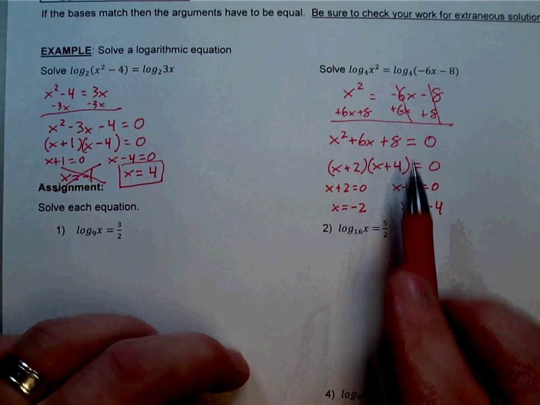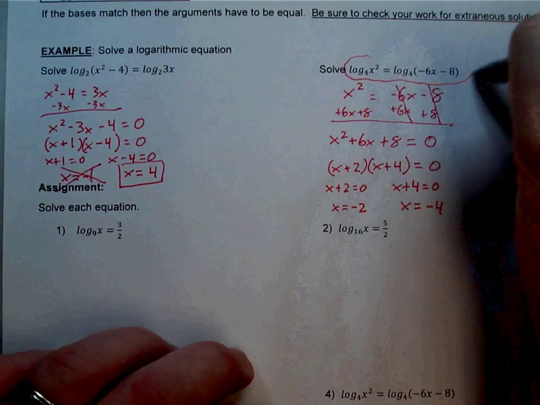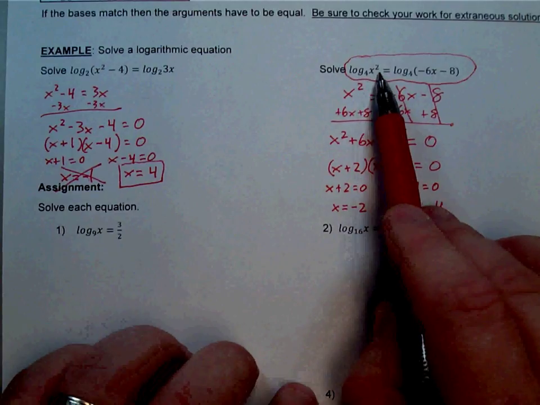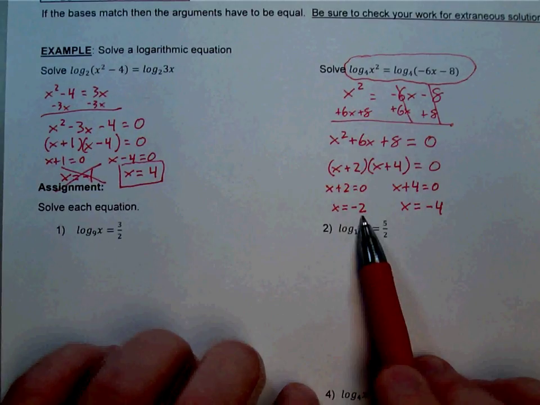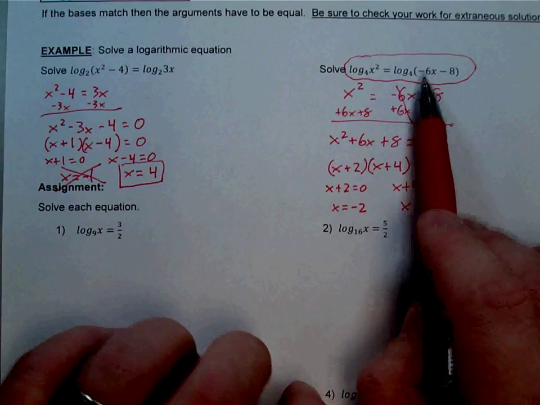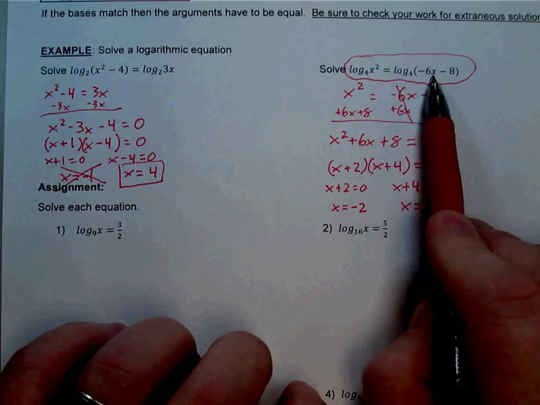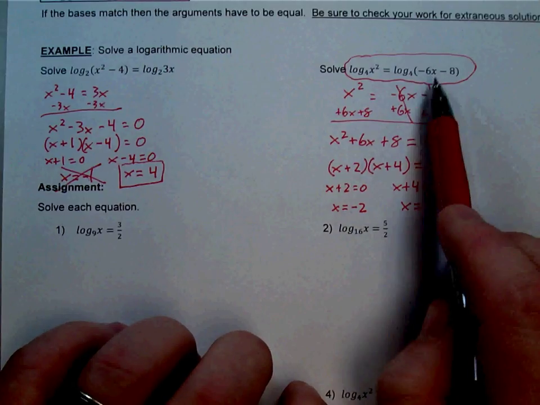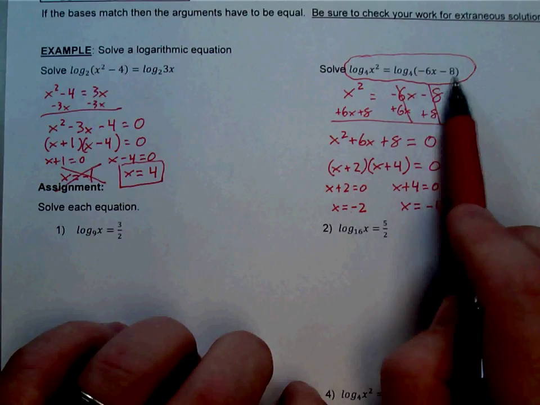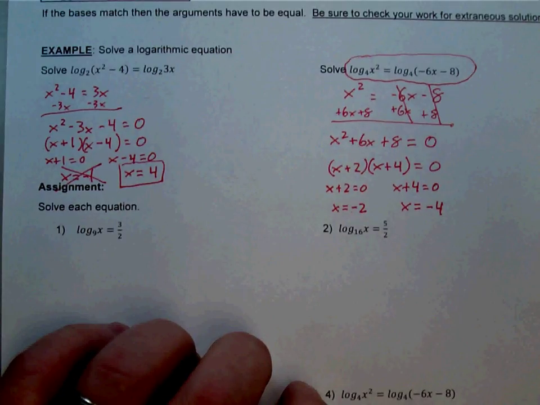Test negative 2. When we test it on the left side, we always go back to the original equation before we started. The left side says to take log base 4 of x squared. So if you square negative 2, you get positive 4. That's okay. Plug it into the right side. Negative 6 times negative 2, because we're plugging in negative 2. Negative 6 times negative 2 is positive 12. 12 minus 8 is 4, positive 4. So that's okay. Negative 2 worked.